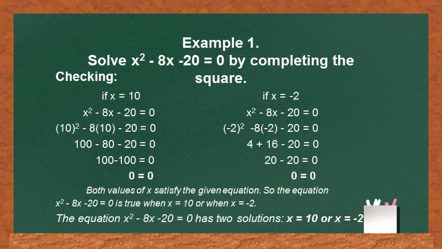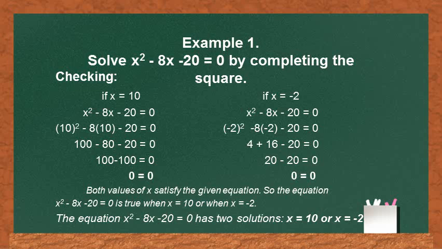Okay, so we have checking. If x is equal to 10, we will substitute x is equal to 10 into our original equation, x squared minus 8x minus 20 equals 0. So we have 10 squared minus 8 times 10 minus 20 is equal to 0. So the square of 10, we have 100. Then negative 8 times 10, we have negative 80, minus 20 is equal to 0. Then 100 minus 100 is equal to 0. Then 0 is equal to 0.